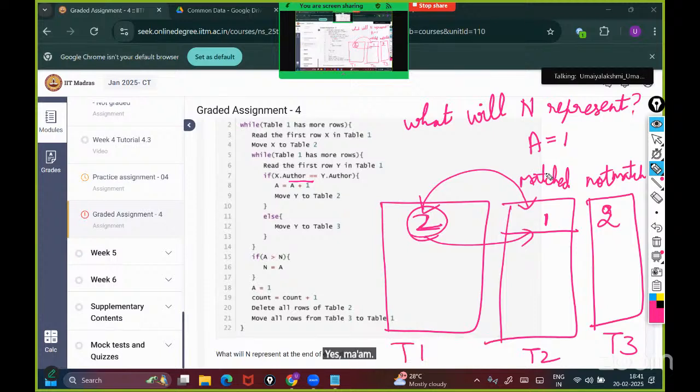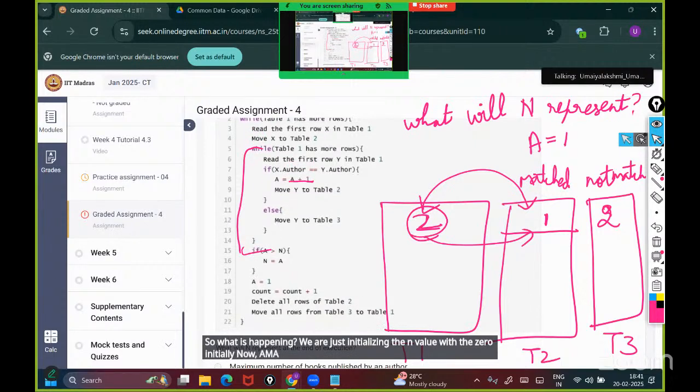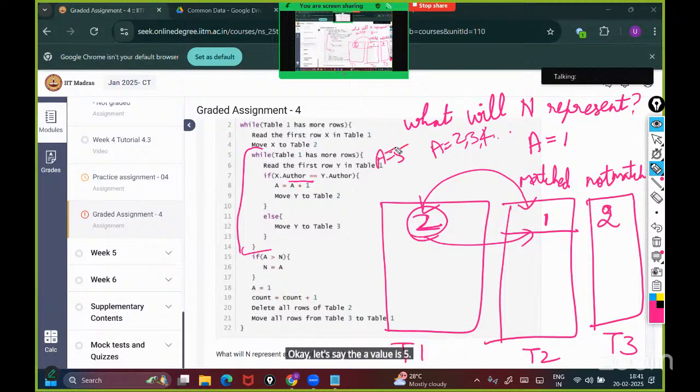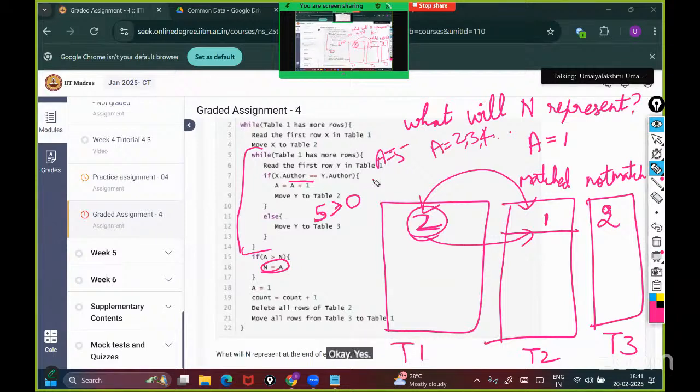So now let's say we have completed this iteration. We are initializing the n value with 0 initially. Now a may contain some value, because a is initially 1 and based on matches we change the value to 2, 3, 4 and so on. Let's say the a value is 5. It will check whether 5 is greater than 0. Yes, it is, so now n holds the maximum value, which is 5. Now n is containing 5.